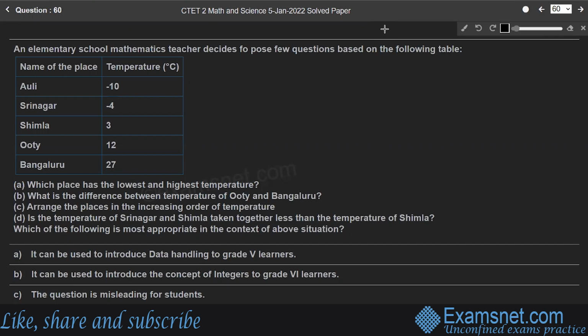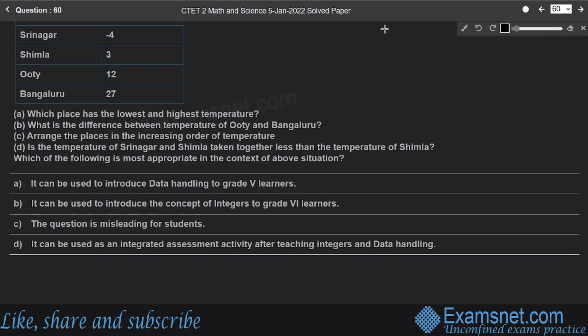Option A: It can be used to introduce data handling to grade 5 learners. Option B: It can be used to introduce the concept of integers to grade 6 learners. Option C: The question is misleading for students. Option D: It can be used as an integrated assessment activity after teaching integers and data handling. Here the correct answer is option D.